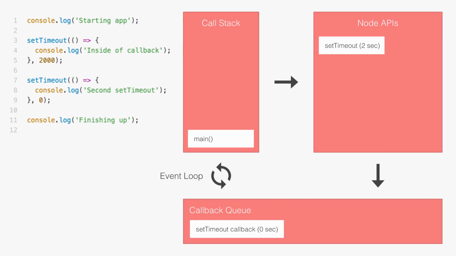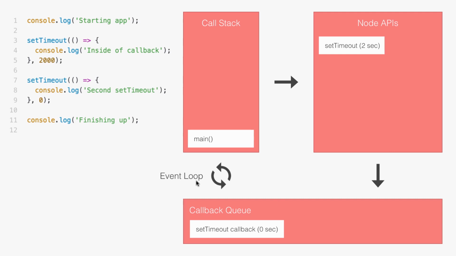Right here, we move the function down into the callback queue. Now, the callback queue is where our callback functions are going to wait. They need to wait for the call stack to be empty. When the call stack is empty, we can run the first function. If there's another function after it, we're going to have to wait for that first function to run before the second one does. And this is where the event loop comes into play.